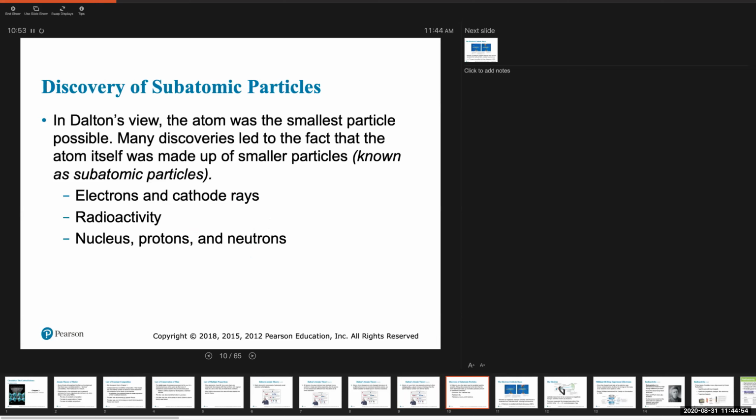So one of the biggies for Dalton was, he said that the atom was the smallest particle possible. And we know now that that isn't exactly true, was not true. That there's something called subatomic particles. So these are particles that are smaller than an atom that we now know exist. And some of the key things are electrons, which was learned through cathode rays, radioactivity, and then the idea of a nucleus, protons, and neutrons.